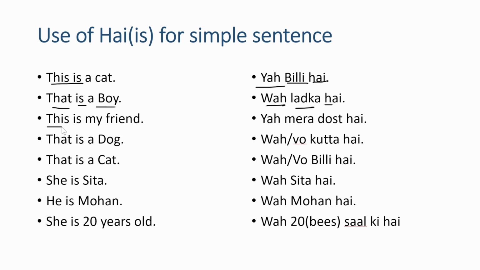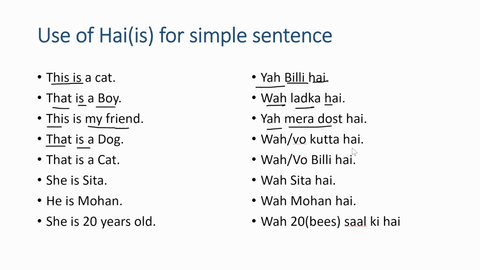The meaning of this means yah. Then my friend: if you are talking about a male friend, it will be mera dost, and if your friend is female, you will say meri dost. I'm considering a male friend here. So this is my friend, yah mera dost hai. If I consider my friend as a female, I will say yah meri dost hai. Now the next sentence.